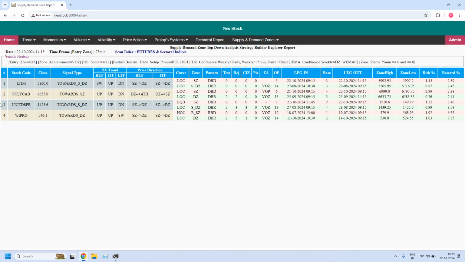Not all four, not the first one; second, third, fourth are high probability, because for the first one the weekly trend is a sideways market. EMA confluence does not give any additional advantage there, but for second, third, fourth, the weekly trend is uptrend, so definitely EMA confluence gives additional advantage.